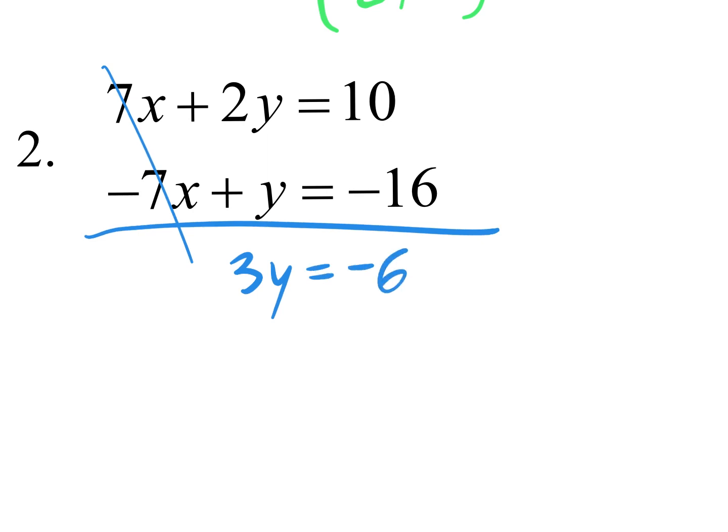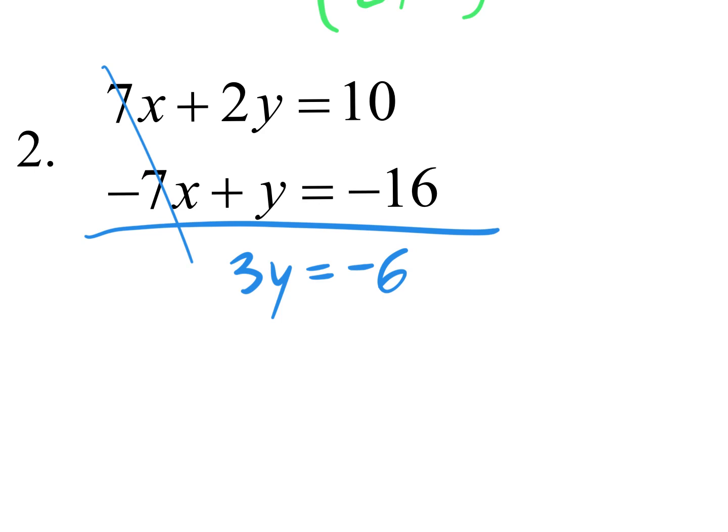-6. Now, we understand that we combined the lines because these eliminated. If this would have been a positive 7x, it wouldn't have eliminated. I'd have a 14x down here, which means I'd have to modify either one or both equations to get something to cancel. But right now it was ready to rock. It's ready to eliminate. The x is canceled out. You have 3y equals -6.